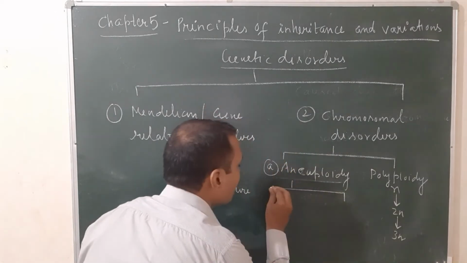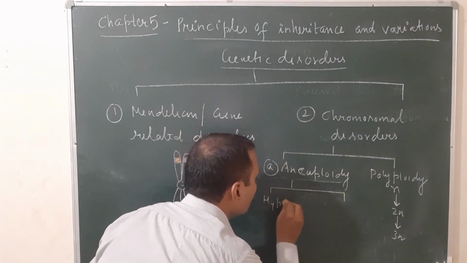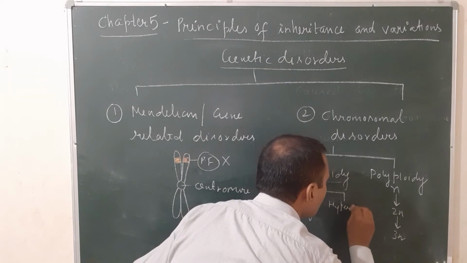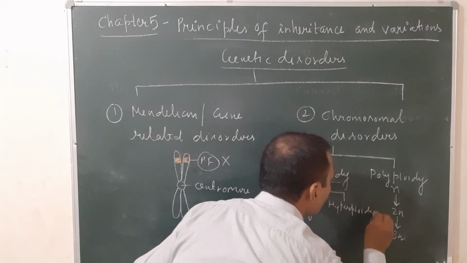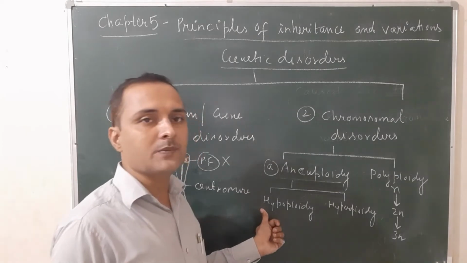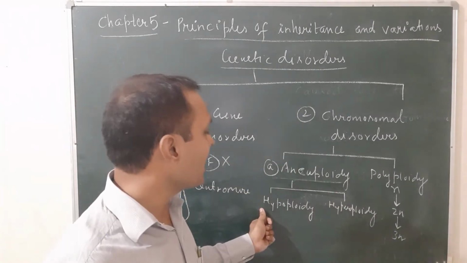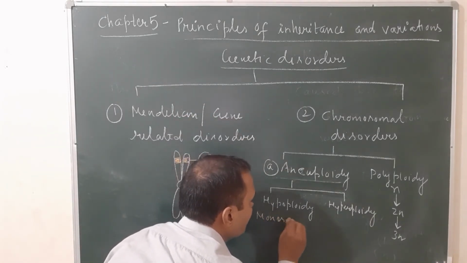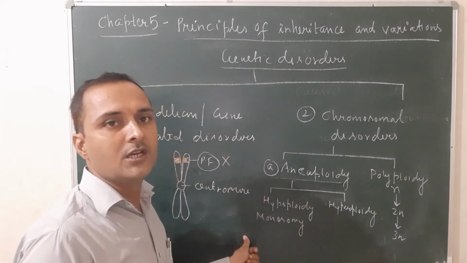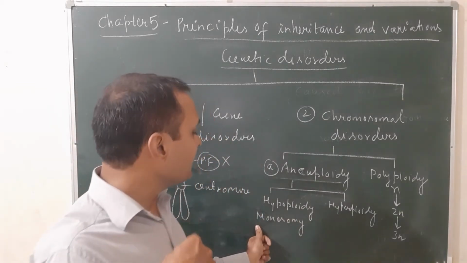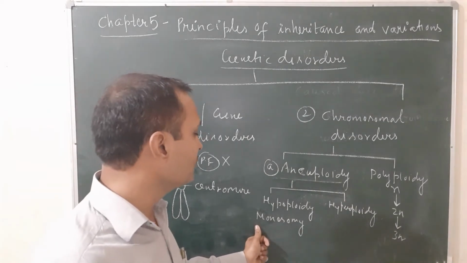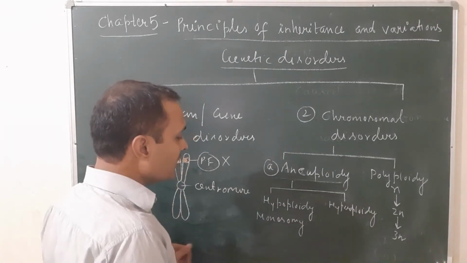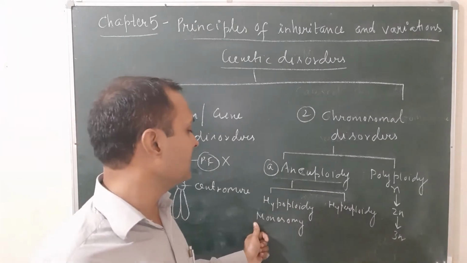First one is known as hypoploidy, and second one is known as hyperploidy. What is hypoploidy? When the number of chromosomes decreases from the diploid set, it is known as hypoploidy. Example, it is further classified into monosomy. Monosomy means 2n minus 1. When a single chromosome decreases from the diploid set, it is known as monosomy. Okay. Example, Turner's syndrome. Then double monosomy. When two chromosomes are lost, it is known as double monosomy.